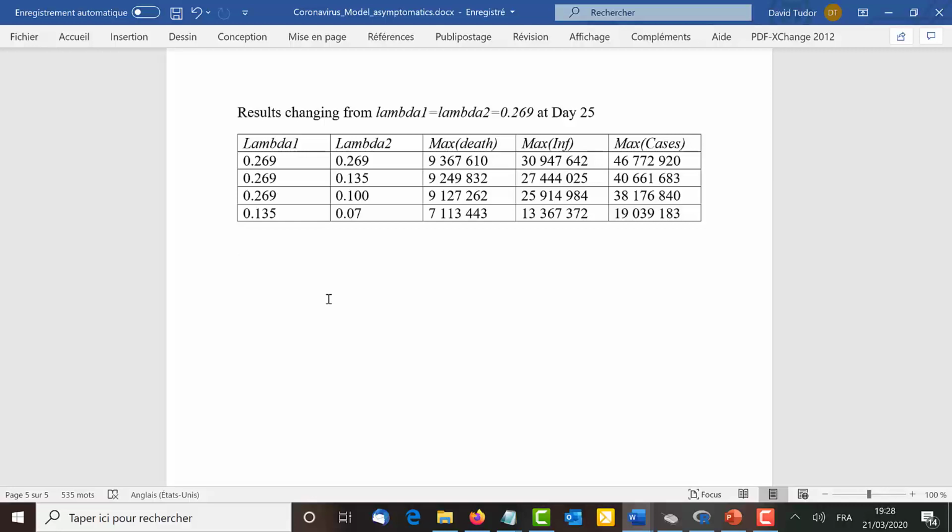And so, as usual, I will give you these class notes, programs, and the PowerPoint slides, and you can play around with this lambda 1 and see what happens when you take that down to lower levels.